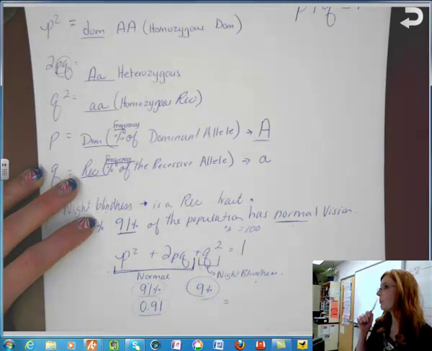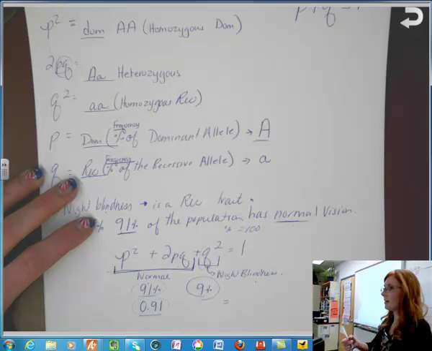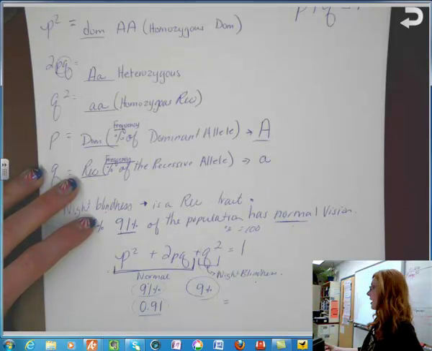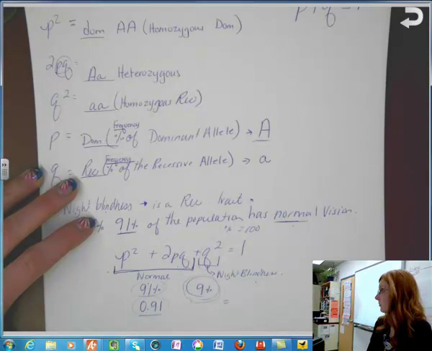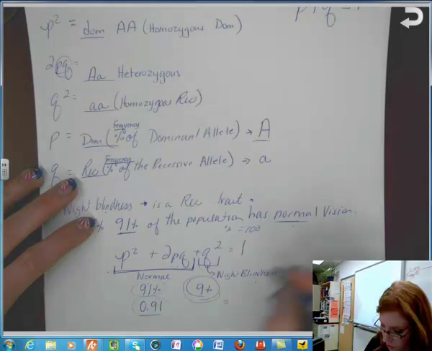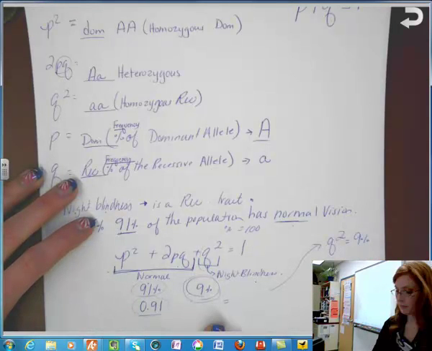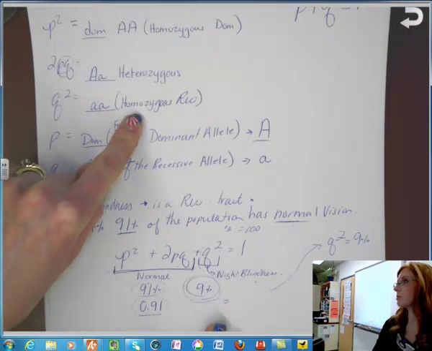Now, remember I said everything has to be a perfect square? Is 91 a perfect square? Or could I square root 91 easily? So that's another hint. If I give you something that you can't square root or square easily, I'm telling you you have to subtract to get to the other number. Is 9 a perfect square? Okay, so we can easily deal with 9. So already we've figured out that q squared equals 9%, which tells us that 9% of the population is homozygous recessive. That's their genotype.